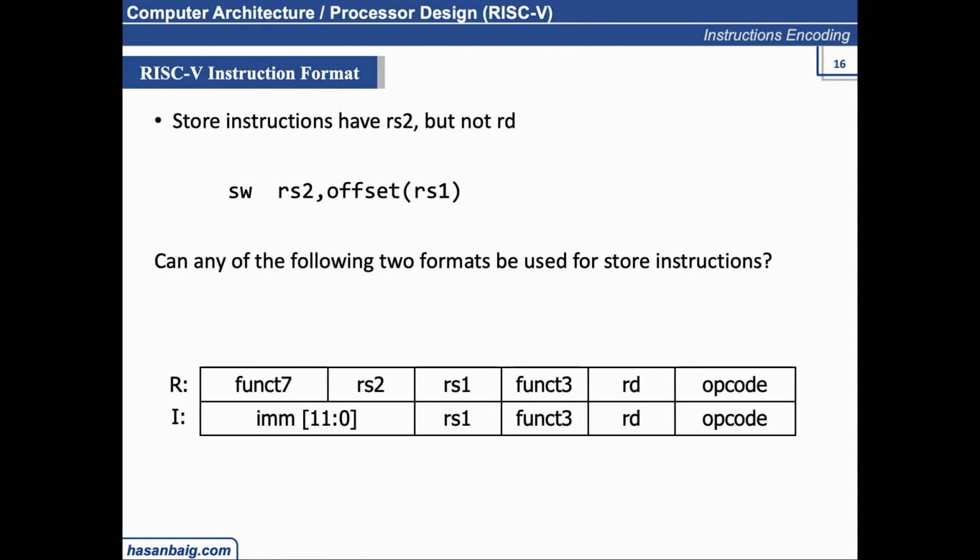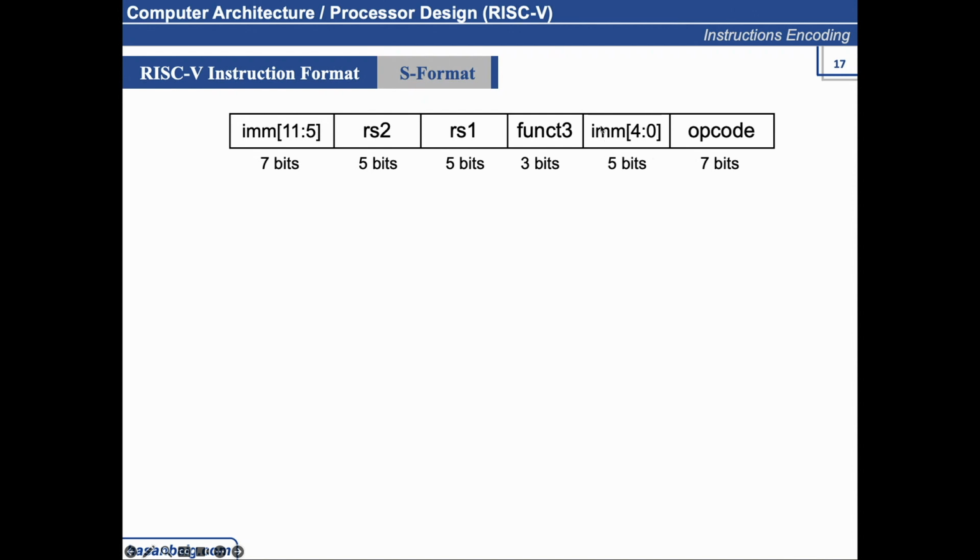In SW instruction, we do not have RD, but we do have RS1 and RS2. So we are going to use this field, and we are not going to use this. So how can we store the 12-bit immediate field? By storing the first 5 bits into RD. So the 12-bit immediate field will be split: the first 5 bits are stored in this place, and the remaining 7 bits are stored at the funct7 field.